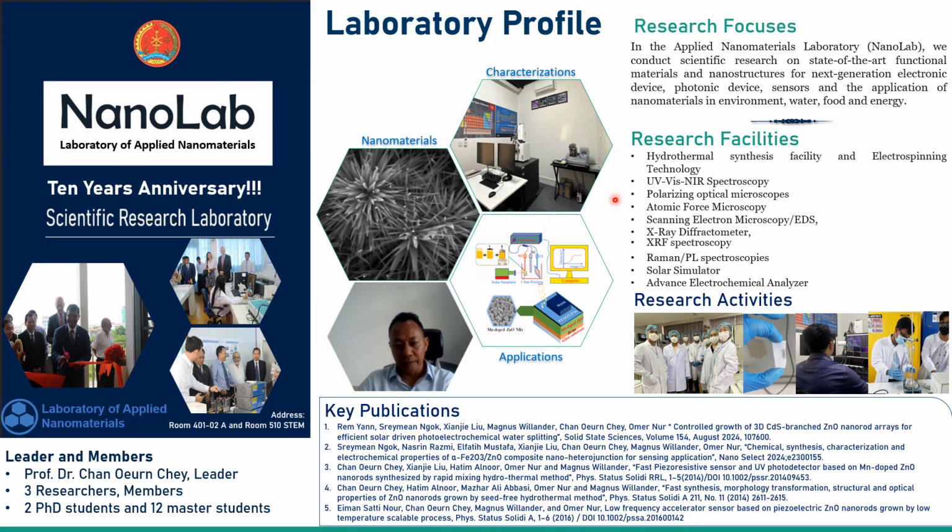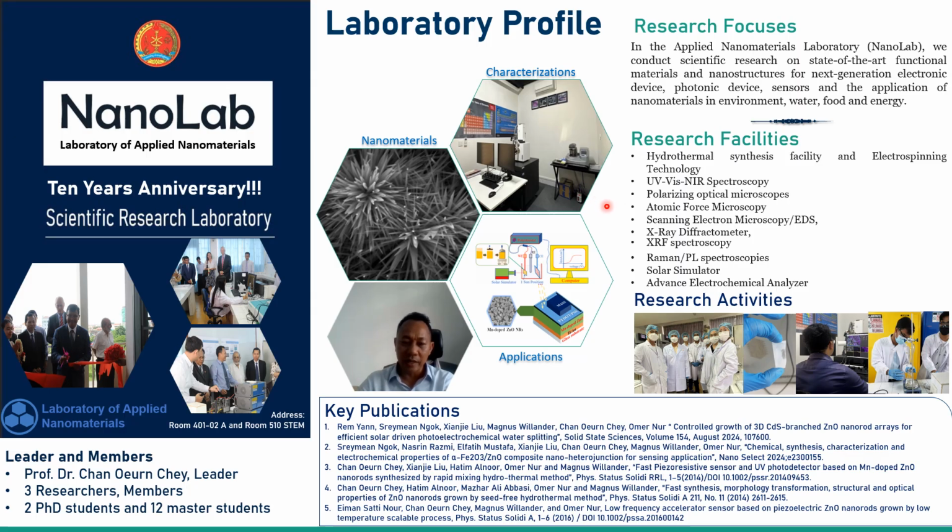In this lab, we have all types of characterization techniques, including UV-visible spectrometer to measure the properties of the nanomaterials, and also atomic force microscopy. We have a scanning electron microscope. We have XRD. We have XRF. We have solar simulators, and we also have advanced electrochemical analyzers. From these characterization techniques and facilities, we can understand the properties of the nanomaterials.